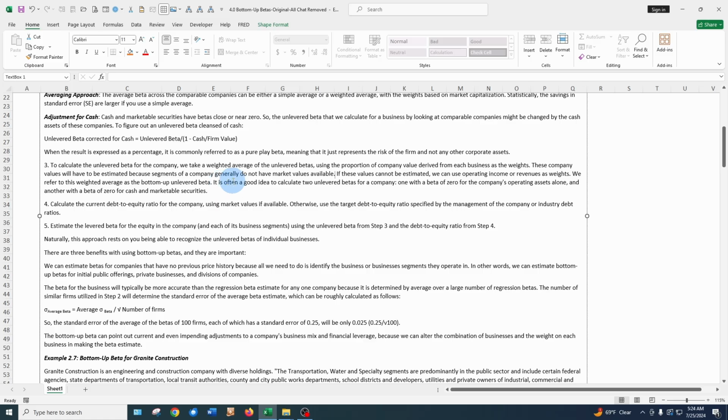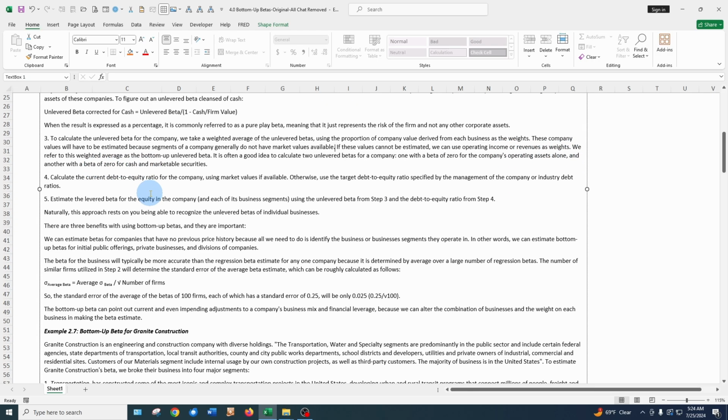It is often a good idea to calculate two unlevered betas for a company, one with a beta of 0 for the company's operating assets alone, and another with a beta of 0 for cash and marketable securities. Calculate the current debt-to-equity ratio for the company using market values if available.